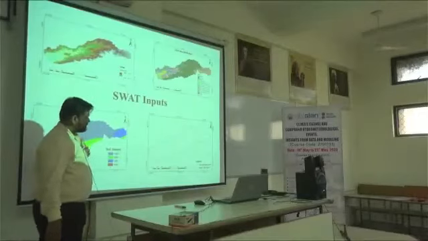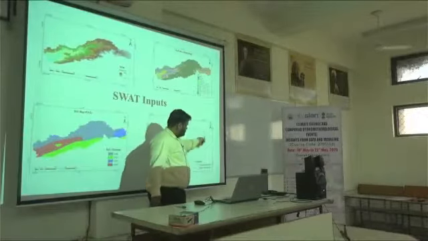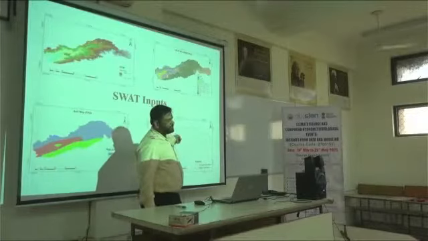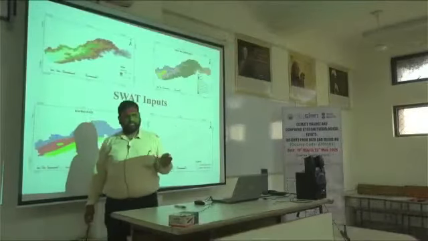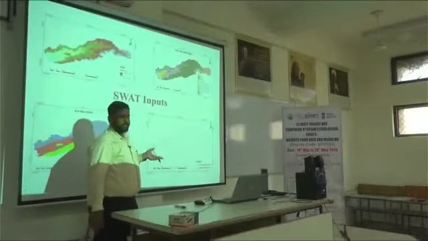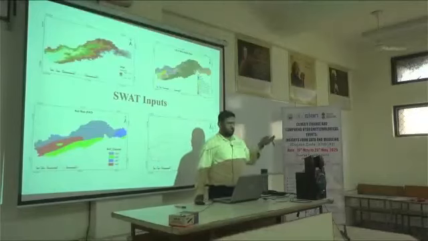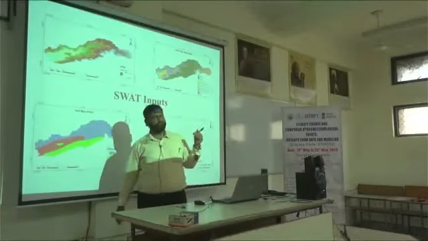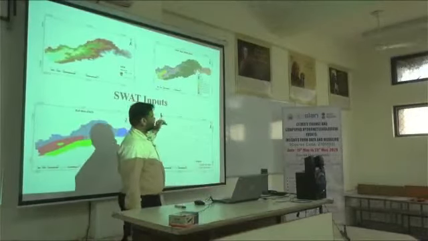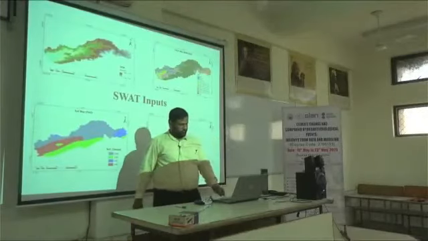So for this example, I have used the FAO soil database, and then again, you have to use the climatic data. If you have station data, that is well and good. If you don't have station data, then you can go for gridded data. IMD is also providing gridded data. Even the GCM data, that is general circulation models or global climatic models, is also available at grid. So I'll show you that also.